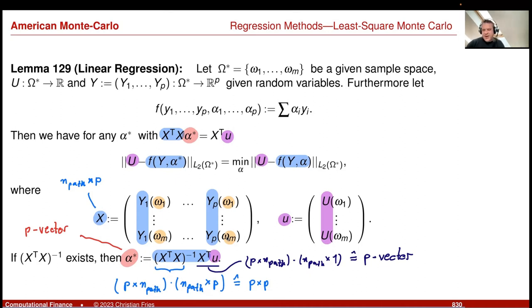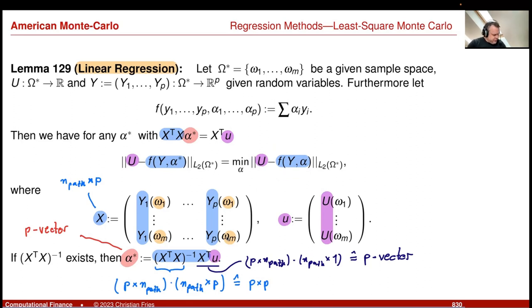Okay, so this is a lemma. So I'm actually claiming that this is the solution. This is the guy, this alpha star, which is here. So any alpha star solving this equation, if X transposed X is invertible, then the alpha star given here, any such alpha star solving this equation is actually minimizing this distance. Yeah, let's prove that.